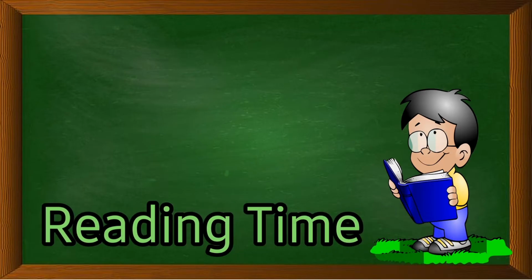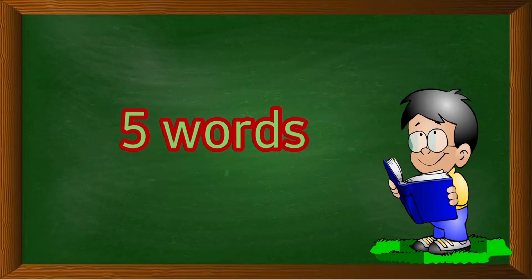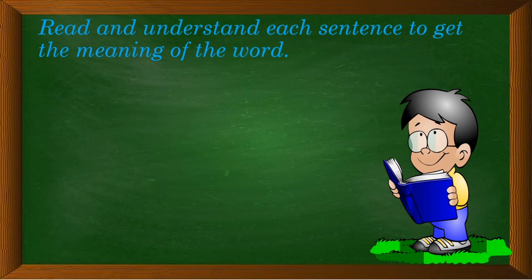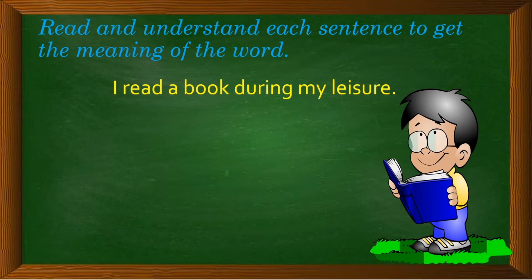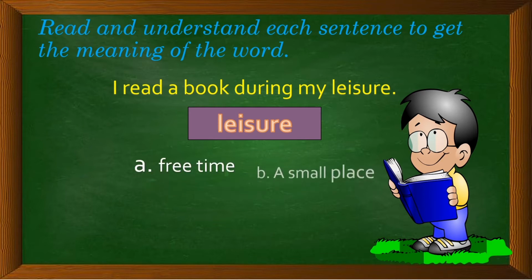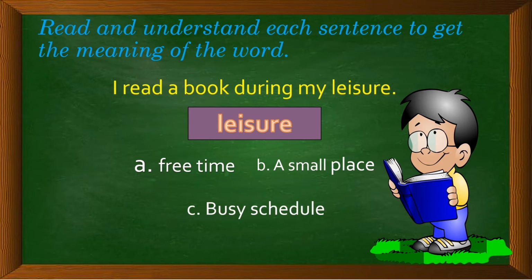It's reading time, kids! But before that, let's learn first these 5 words that we're going to encounter in the paragraph. Are you ready? Great! Number 1. I read a book during my leisure. The word is leisure. A. Free time. B. Small place. C. Busy schedule. The correct answer is free time. Leisure means free time.